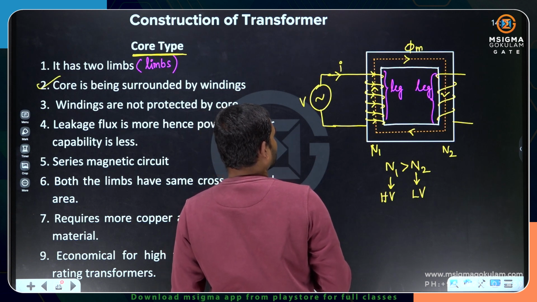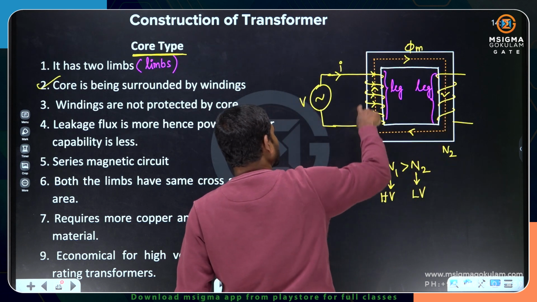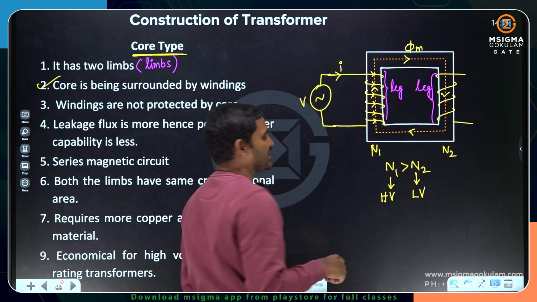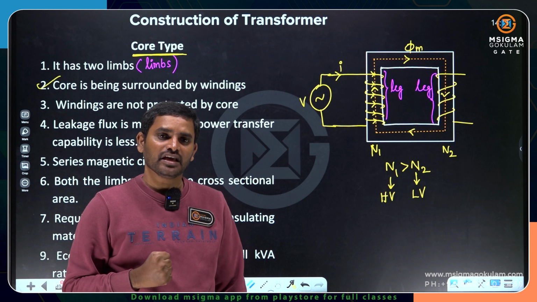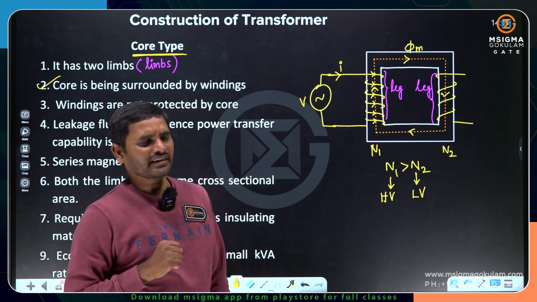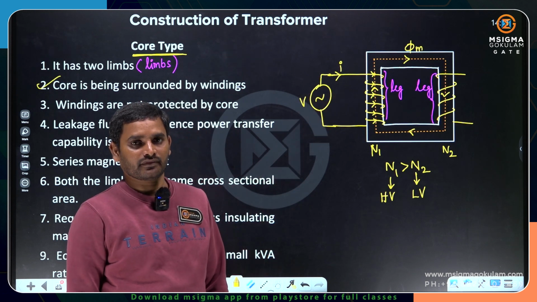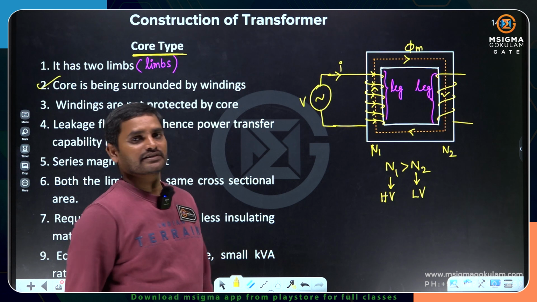Now the produced flux is linking with N2 turns and N1 turns. That's why I am calling that flux as mutual flux. I am not representing any leakage flux here for time being. I am assuming that 100% flux is linking with the coil 1 and coil 2. No leakage flux, zero leakage flux.